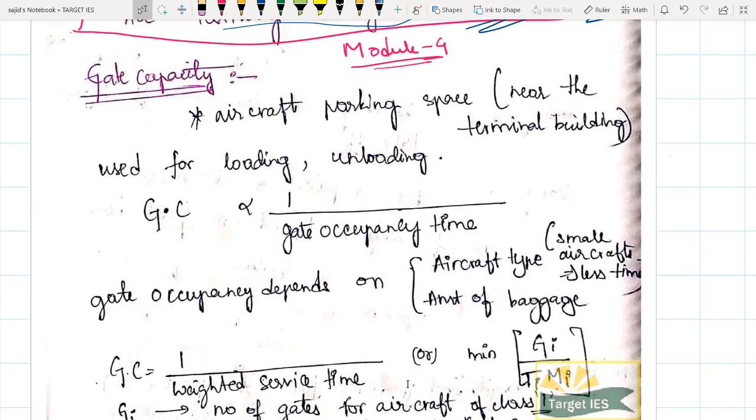In this video, I am going to continue with module 4, the last module of our airport layout and design. I hope you are perfect so far, right? Till module 3, you all have learned everything. In module 4, I will teach you two important things.